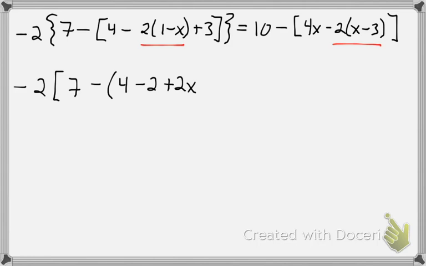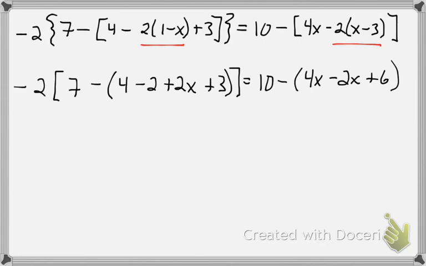Minus 2 plus 2x plus 3, parenthesis bracket. Is that equal? Are you guys with me on that? All right, on the other side, that's 10 minus. The bracket's going to downgrade, so that's a parenthesis. And then what do I write inside this parenthesis? 4x minus 2x plus 6 in the parenthesis. Next action. Do you guys see how I cleared that first level of grouping symbols? Are you guys okay with that?